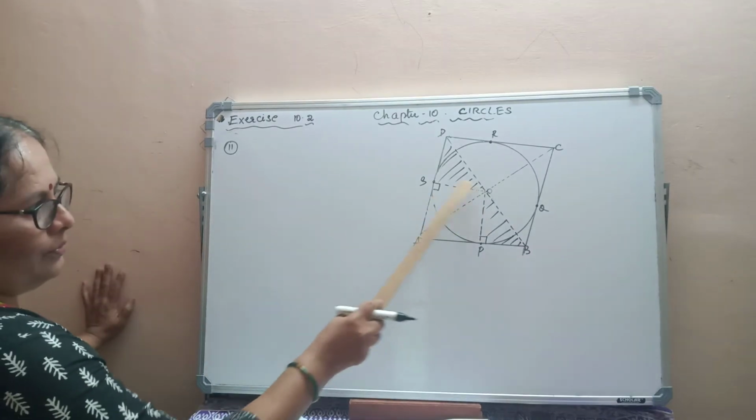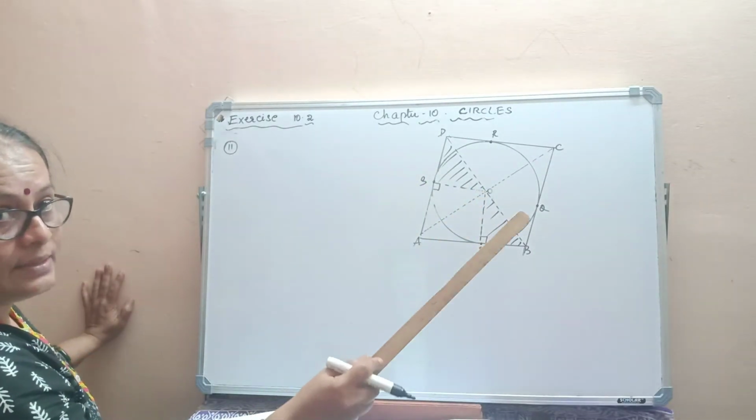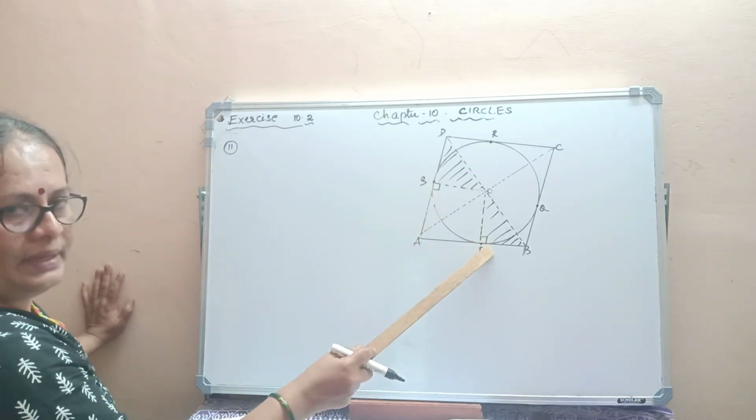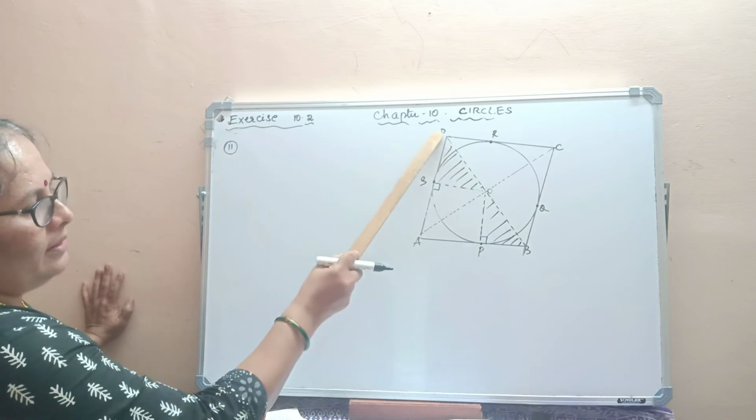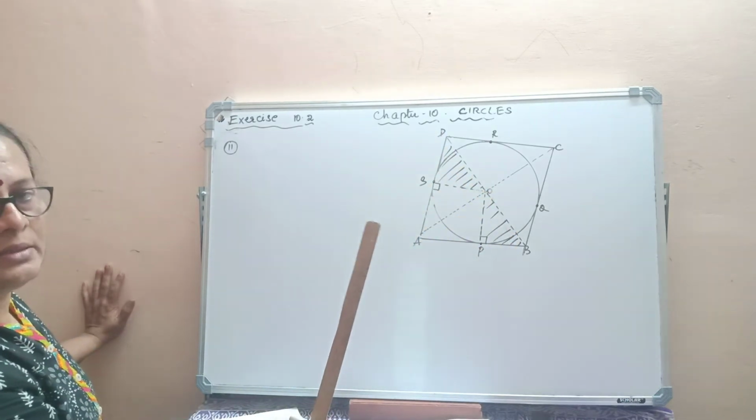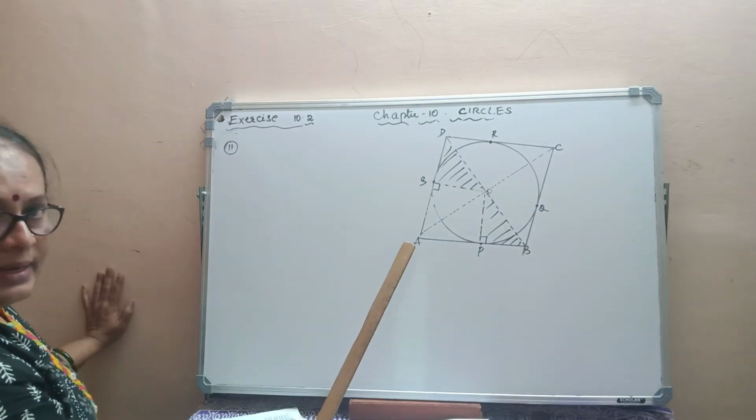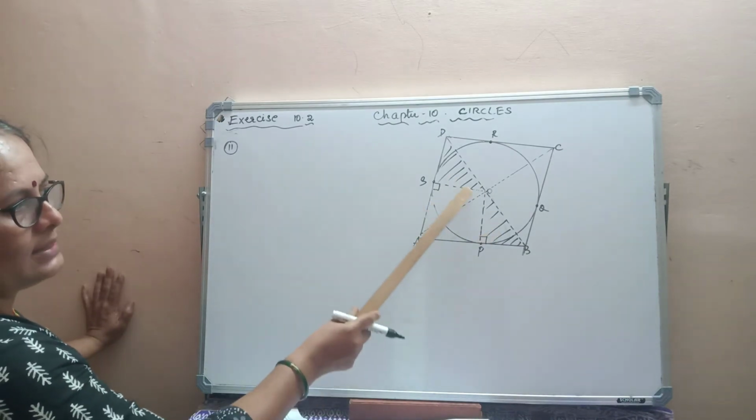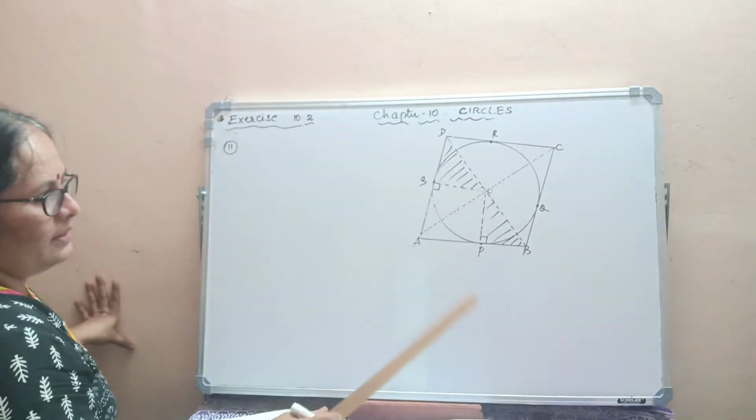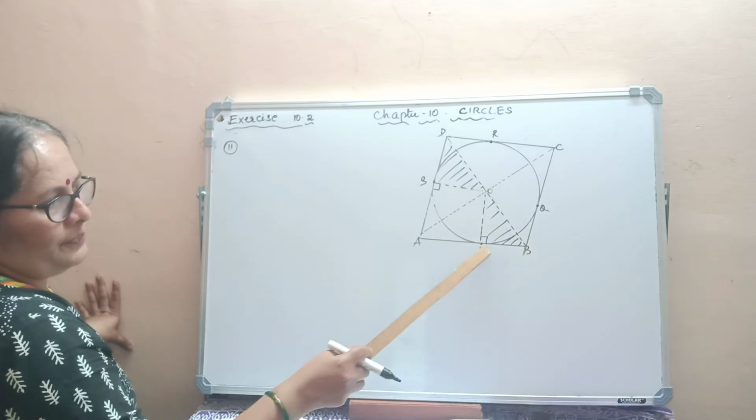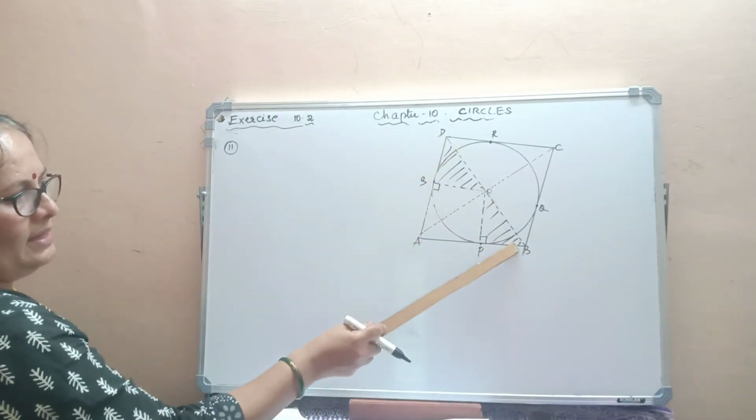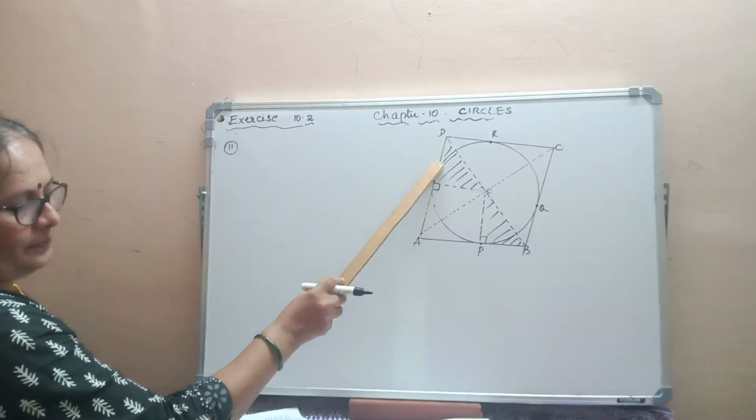Why? Because OS equals OP, radius of the circle. Then angle S is 90, here angle P is also 90. Then DO equals BO because in parallelogram diagonals bisect each other. So RHS congruence, these two triangles are congruent. When these two triangles are congruent, then PB equals DS by CPCT.